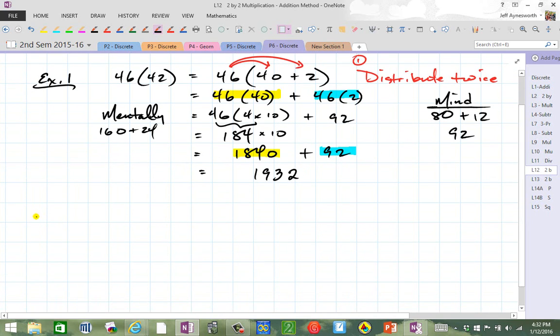Okay, so let me take a look at a different one here and do it a few more times so you get the idea, because this is the first time you've ever seen this. And it's going to take practice, like I said, to do it in your head. So let me take a couple smaller numbers. Let me take 19 times, let's say 13, okay?